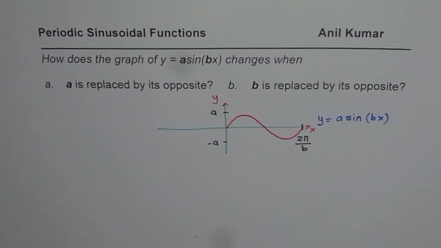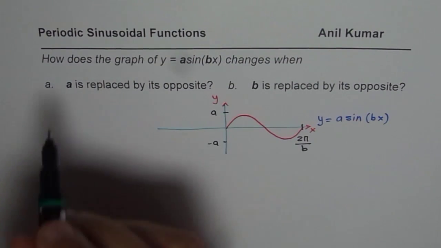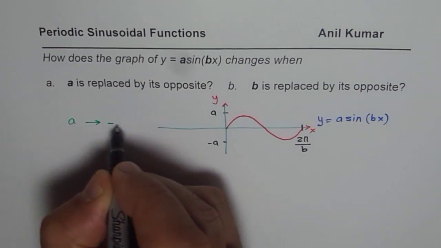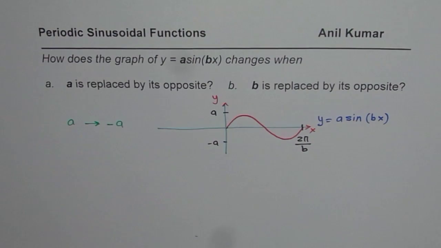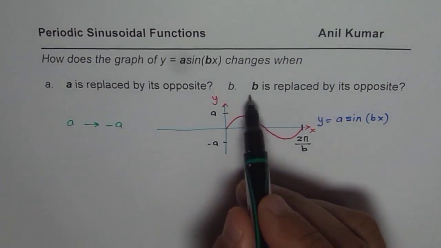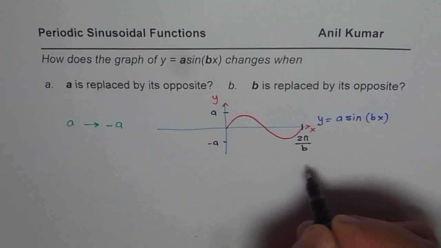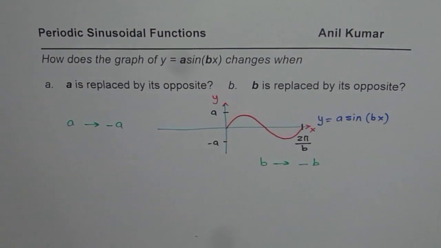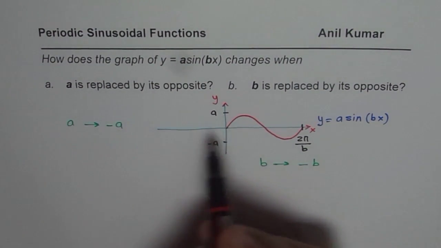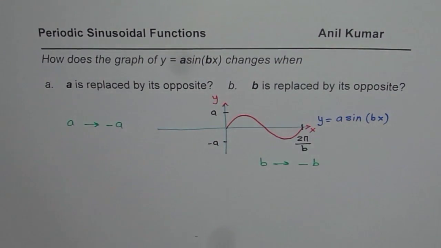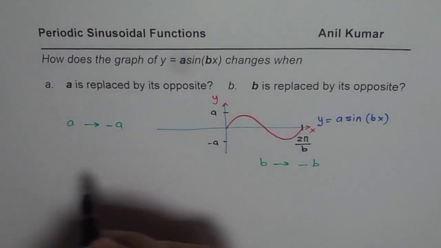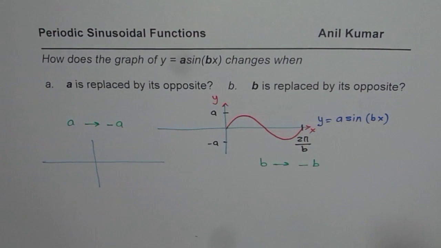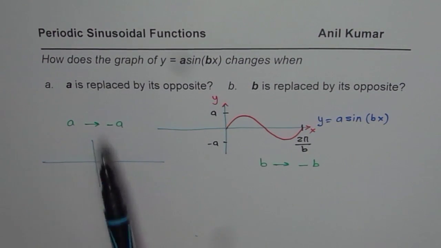Now let us look into the equation. Part A is when I replace a with its opposite, so we are changing the a value to its opposite. I'll consider this to be minus a. And in the other part, I will think about what happens when b is replaced by minus b. Let me show on the graph what really happens for both cases. First, a replaced by minus a.